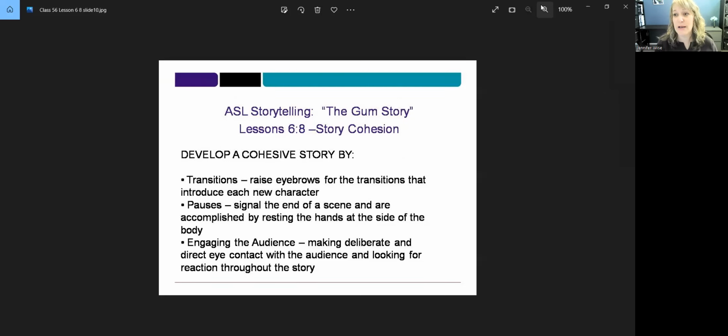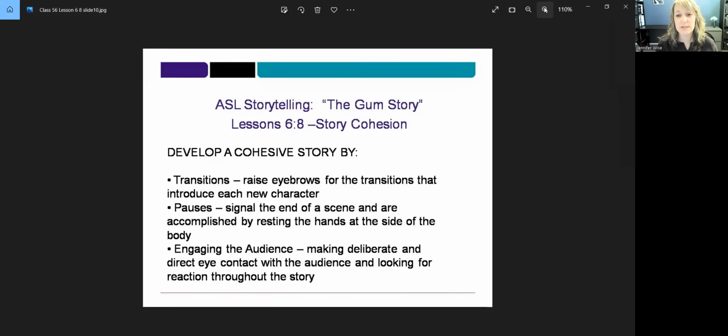Another aspect of successful ASL storytelling, again, is story cohesion, which you can see in the gum story as well. You can develop a cohesive story using transitions. Raise your eyebrows for the transitions that introduce each new character or each new scenario. You can use pauses to signal the end of a scene. You can do that by just resting your hands at the side of your body. It's almost like saying, and here's the end of Act 1, or here's the end of Chapter 4, right? You start signing, and then you kind of rest your hands at the side of your body or near your waist.